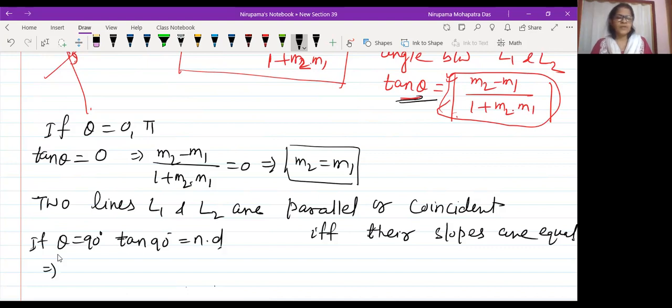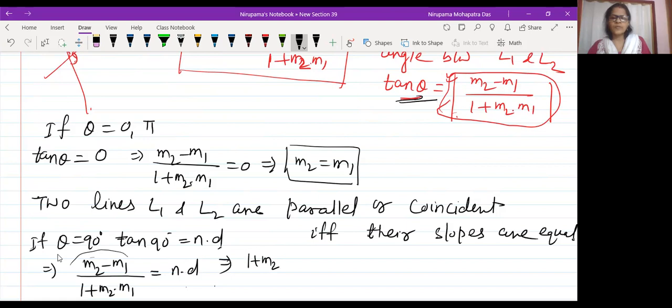So this implies (m2 minus m1) by (1 plus m2 into m1) is not defined. If this is not defined, we may take 1 plus m2 into m1 equal to 0, or you can say denominator 0. So m1 into m2 equal to minus 1.